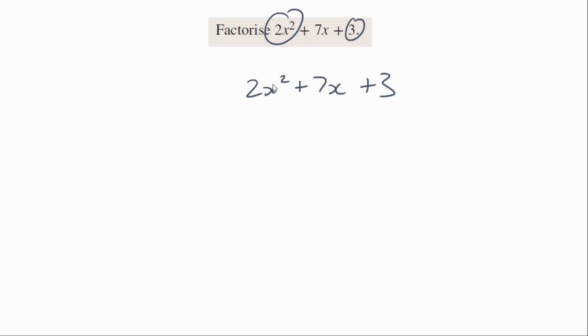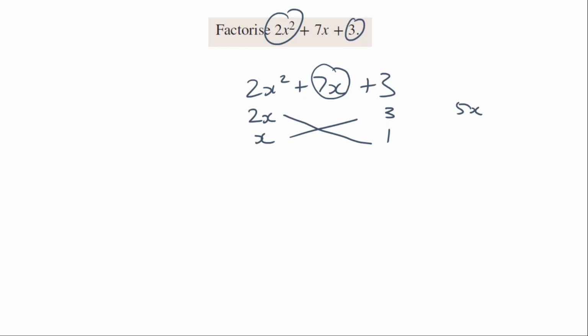The different factors for 2x squared, one possibility is 2x and x, and 3 and 1. If we multiply 2x by x, that gives us 2x squared, and if we multiply 3 by 1, that gives us 3. And now we're going to use the cross method here. Just draw two crosses here, or one cross. And we're going to multiply 2x by 1, that gives me 2x, and 3 by x, that gives me 3x. However, if we add 2x and 3x, that gives us 5x, and that doesn't quite give us 7x, so that won't be what our answer is.